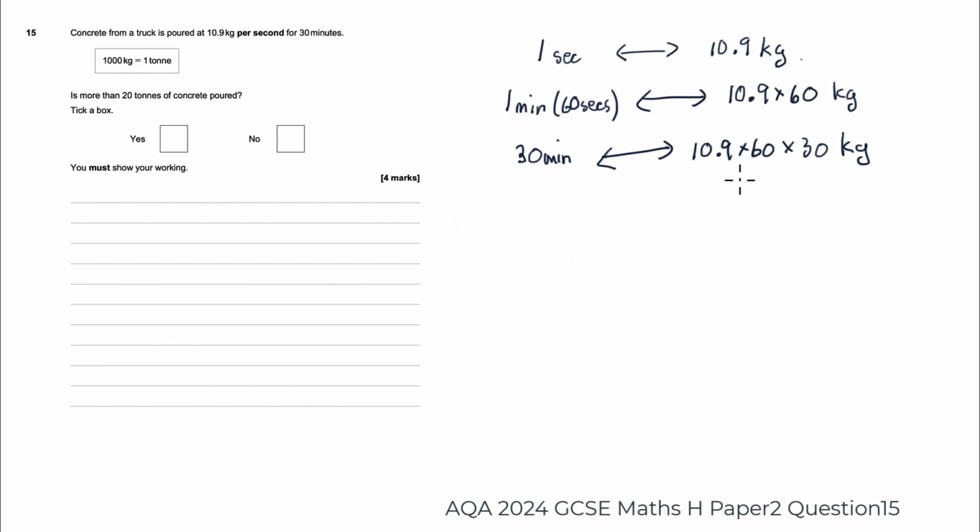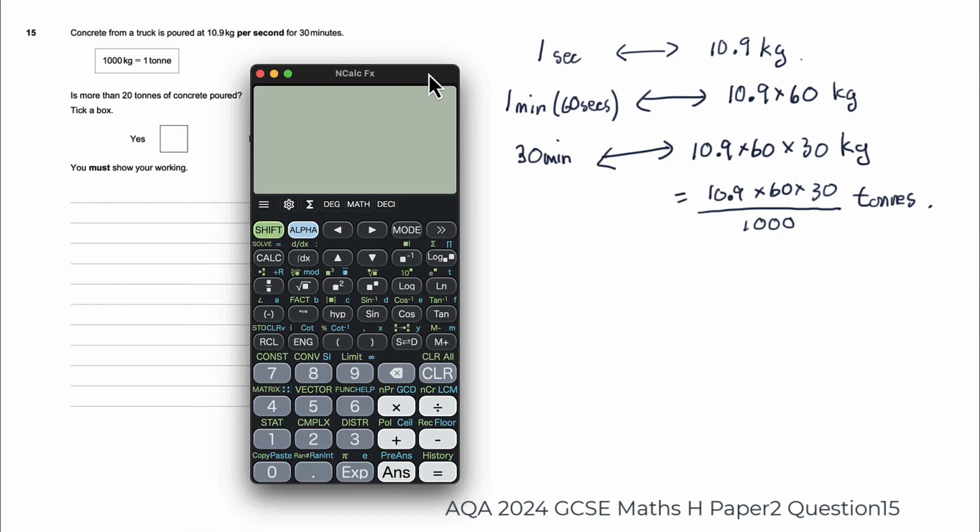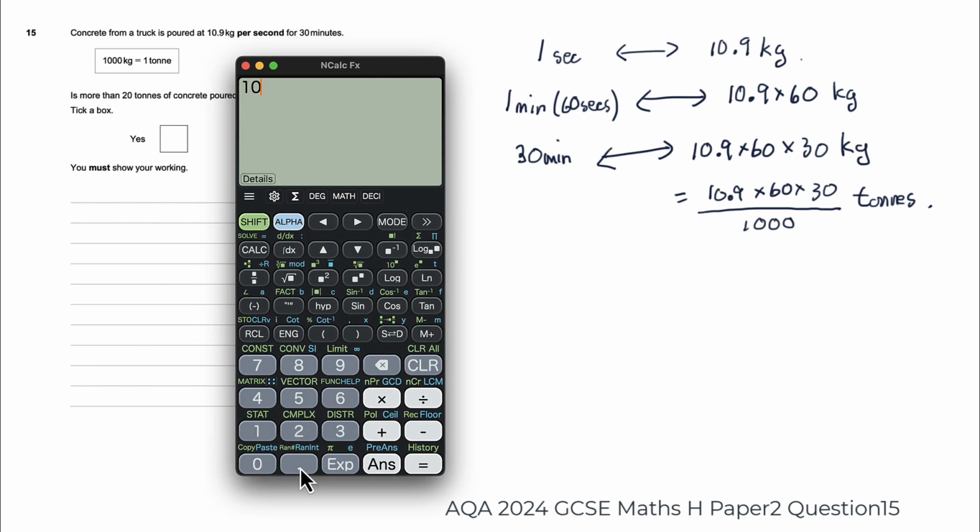So we need to know how many 1,000 kilograms there are in this figure. So it's a division, isn't it? So this divided by 1,000, that'll be the number of tonnes. So let's bring on the calculator and see what that gives us. So it's 10.9 times 60 times 30, and then we have to divide that by the 1,000.